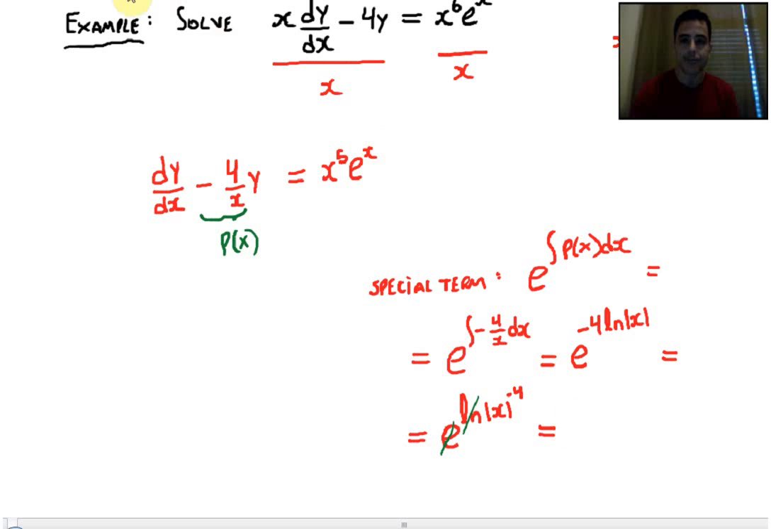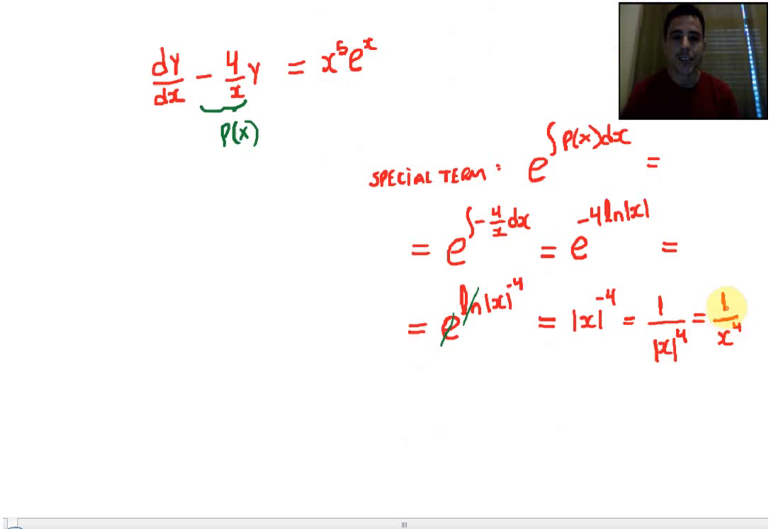So what you get is the absolute value of x raised to negative 4. So this is 1 over the absolute value of x to the 4. Well, because 4 is an even exponent, I don't need the absolute value there. So I can simply put 1 over x to the 4th. All right, so that's the special term.